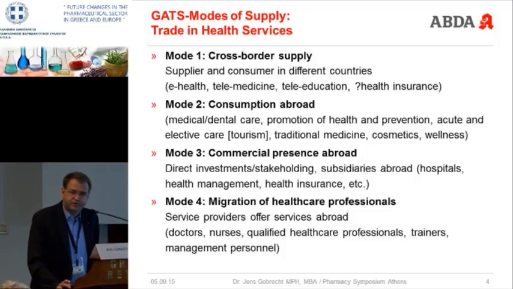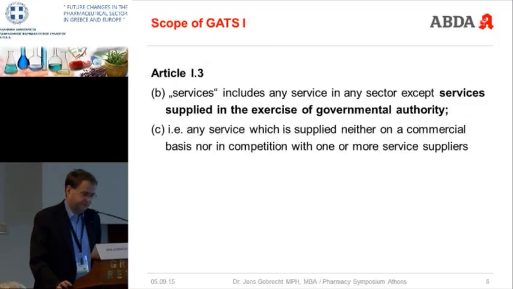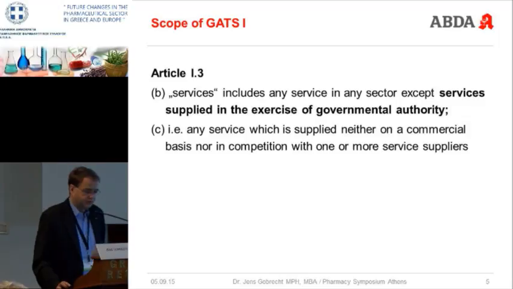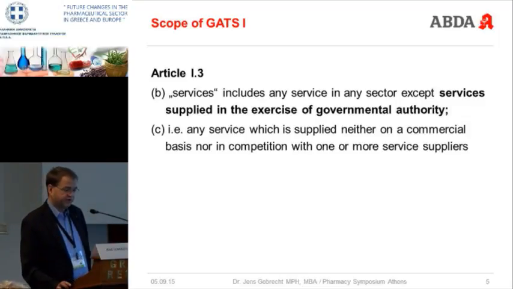These 4 modes you have to learn, unfortunately, you have to understand, because the whole structure of trade agreements are based on these 4 modes of services supply. So what is the scope of the GATS? It's said in Article 1.3 that services include any service in any sector except for services supplied in the exercise of government authority. And this is any service which is supplied neither on a commercial basis nor in competition with other or more services suppliers.